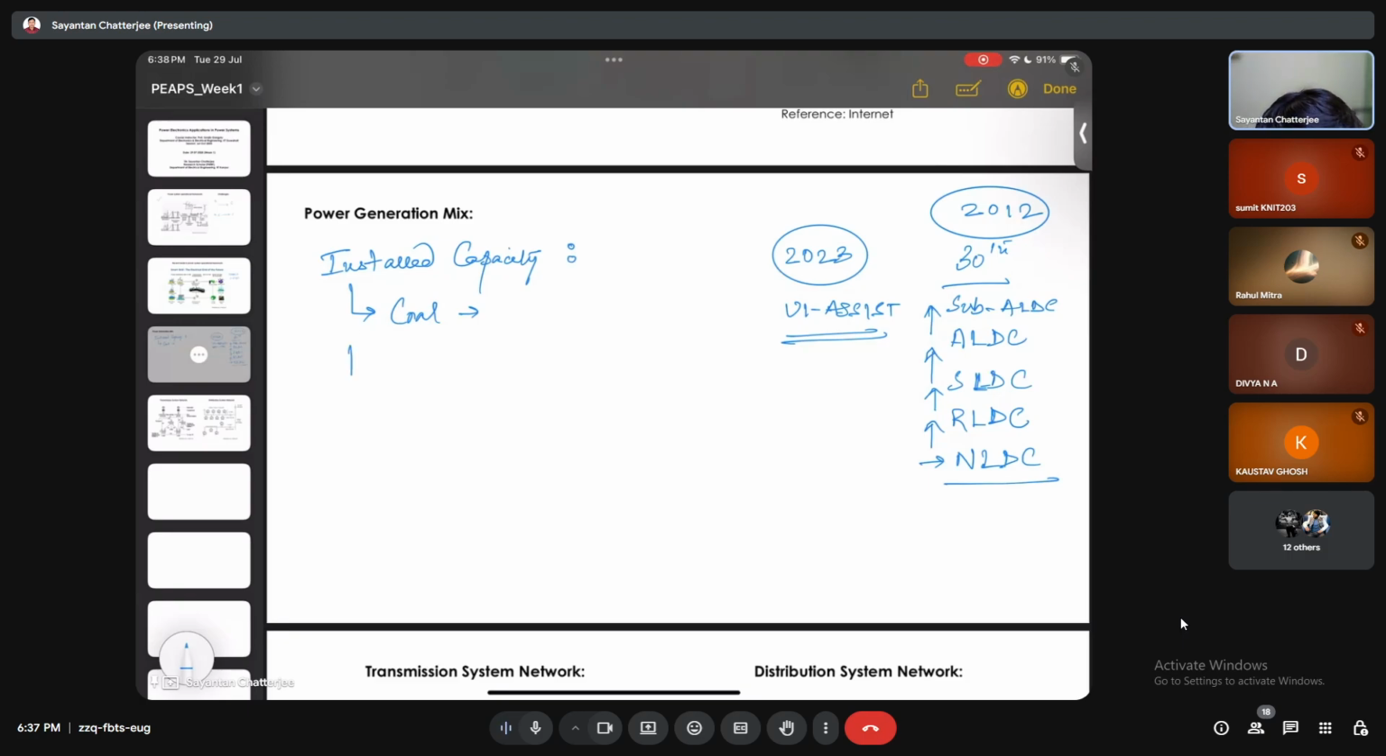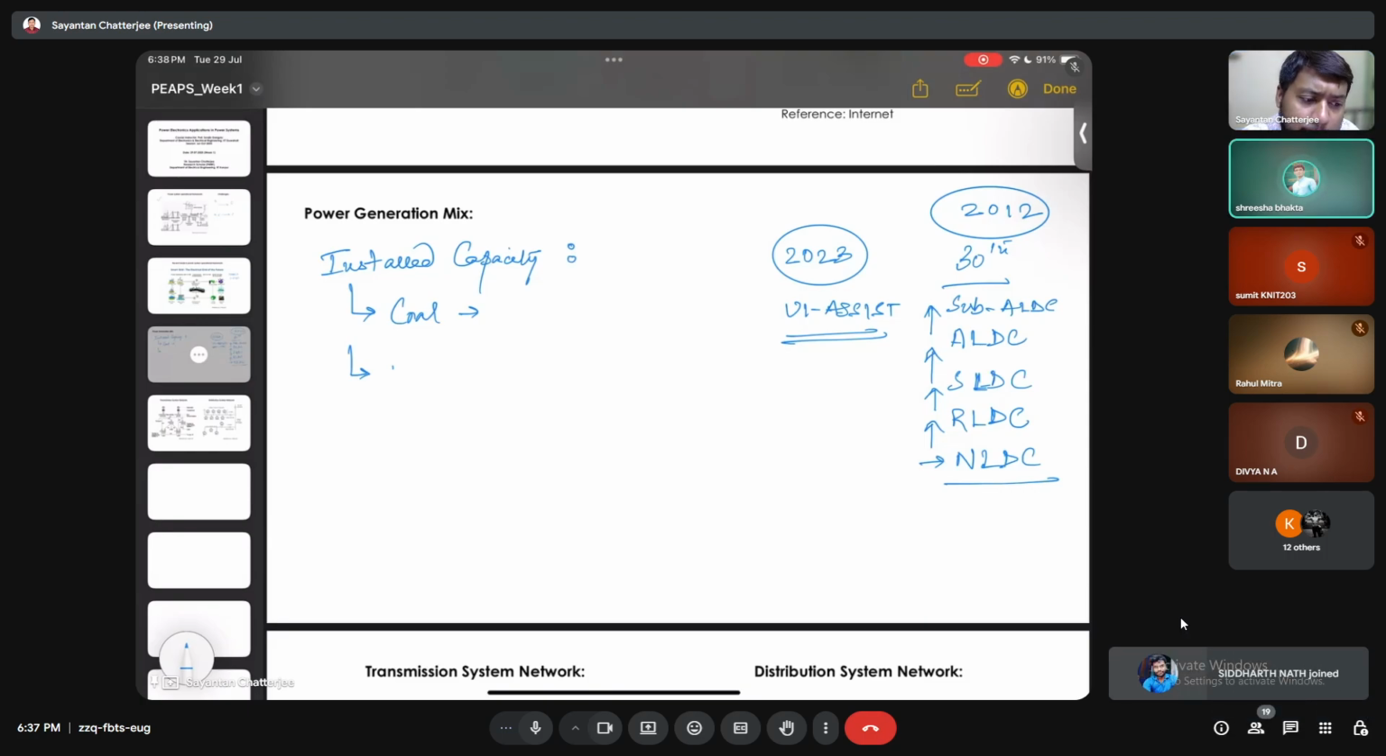Coal, then I would say 150 gigawatt. Yes, 150 gigawatt. You are saying in gigawatt, but I'm just asking in percentage, the total in percentage.